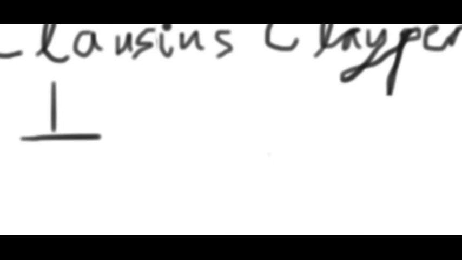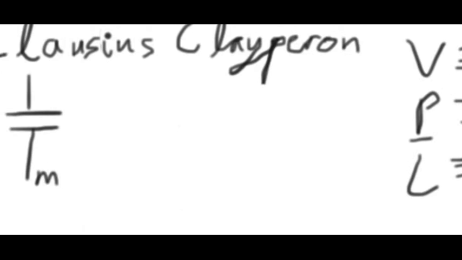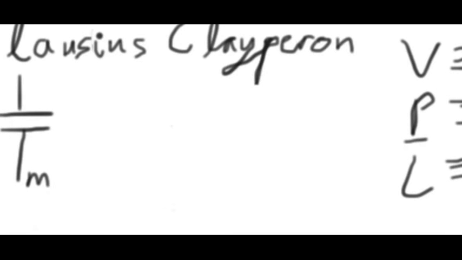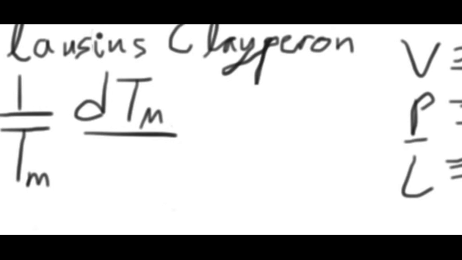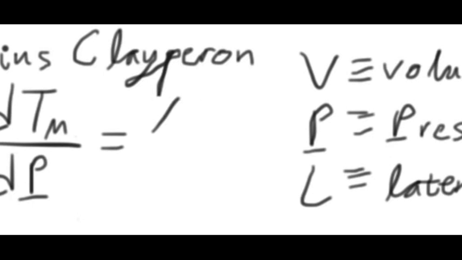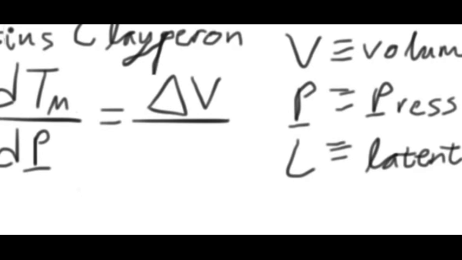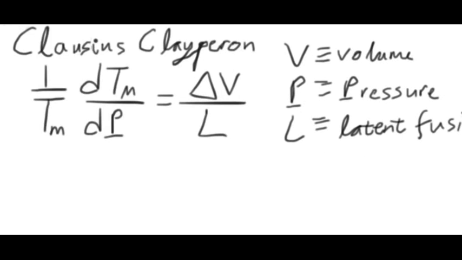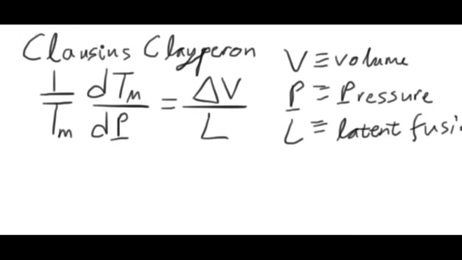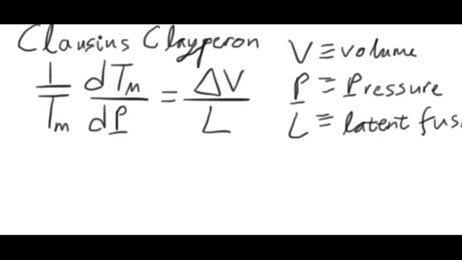equation. So according to the Clausius-Clapeyron equation, we have 1 over the melting temperature times the slope of the melting temperature as a function of pressure equals the change in volume. That's the volume from the solid phase to the liquid phase. This is melting, by the way, not crystallization, so we're always going in the direction of solid to liquid. And then it's the change in volume of the solid to the liquid phase over the latent heat of fusion.